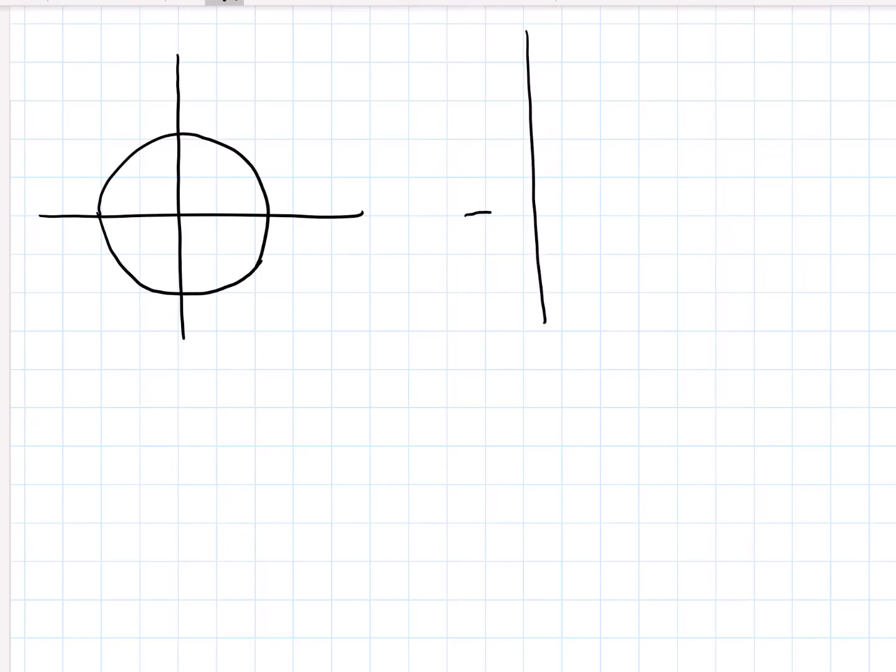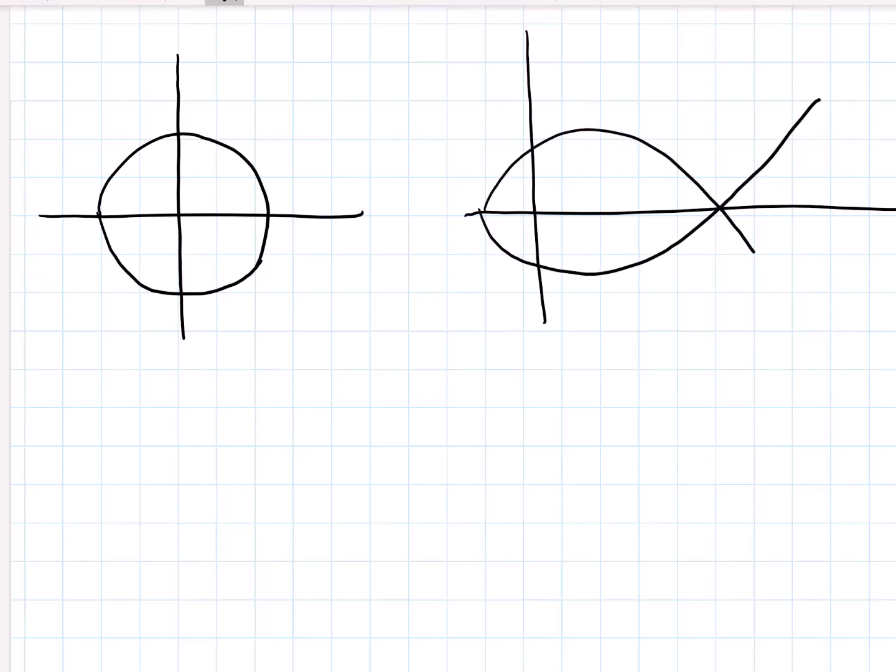Just for some motivation, right? We'll start with the circle. Even if you just had a circle, or if you had possibly a graph that had a shape that crossed over on itself, something like this. So this is in the xy plane. Both of these are in the xy plane.